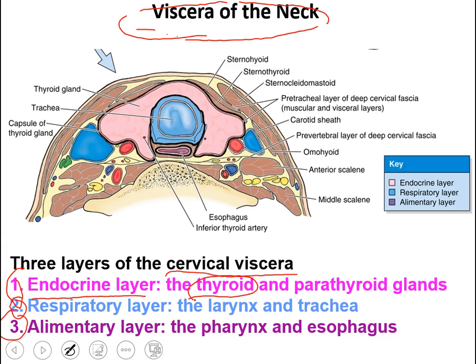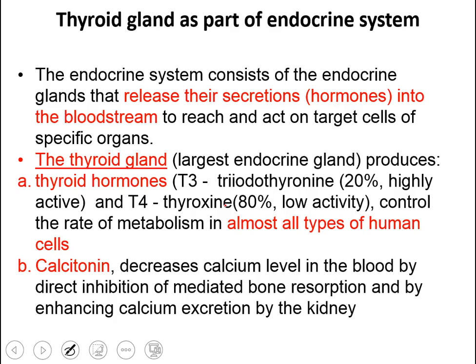On this transverse section of the neck, at the level of the second tracheal ring, this layer is shown in pink. Second is the respiratory layer formed by the larynx and trachea. On the figure, this layer is presented by the trachea in blue. And the third layer, the alimentary layer, is presented on this section by the esophagus. To get a better understanding of thyroid gland anatomy, let me review on a couple of slides the most important concepts related to the function and histology of the thyroid gland.